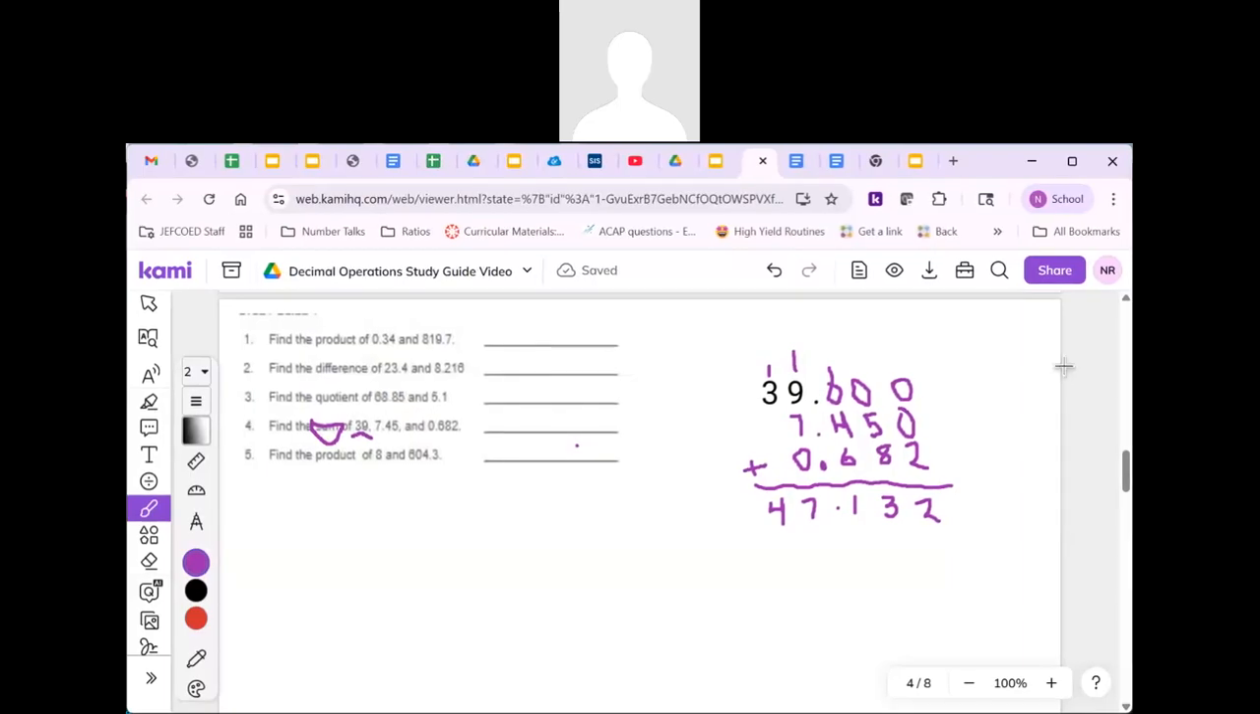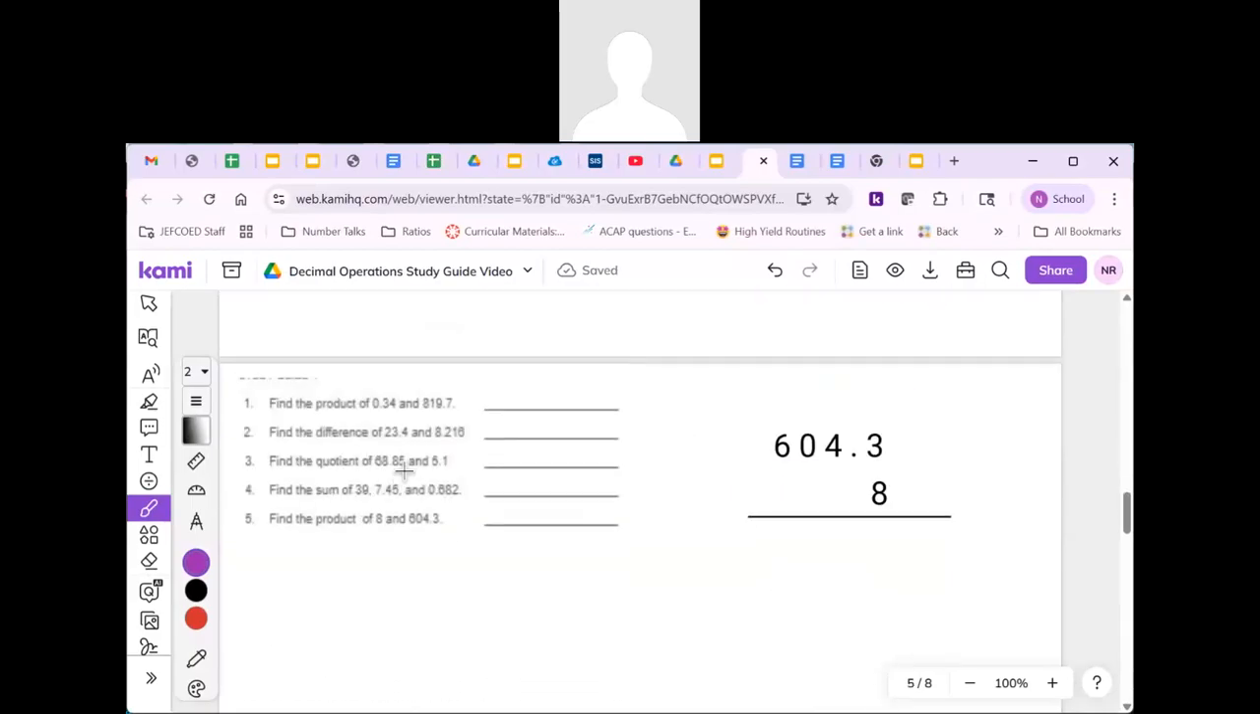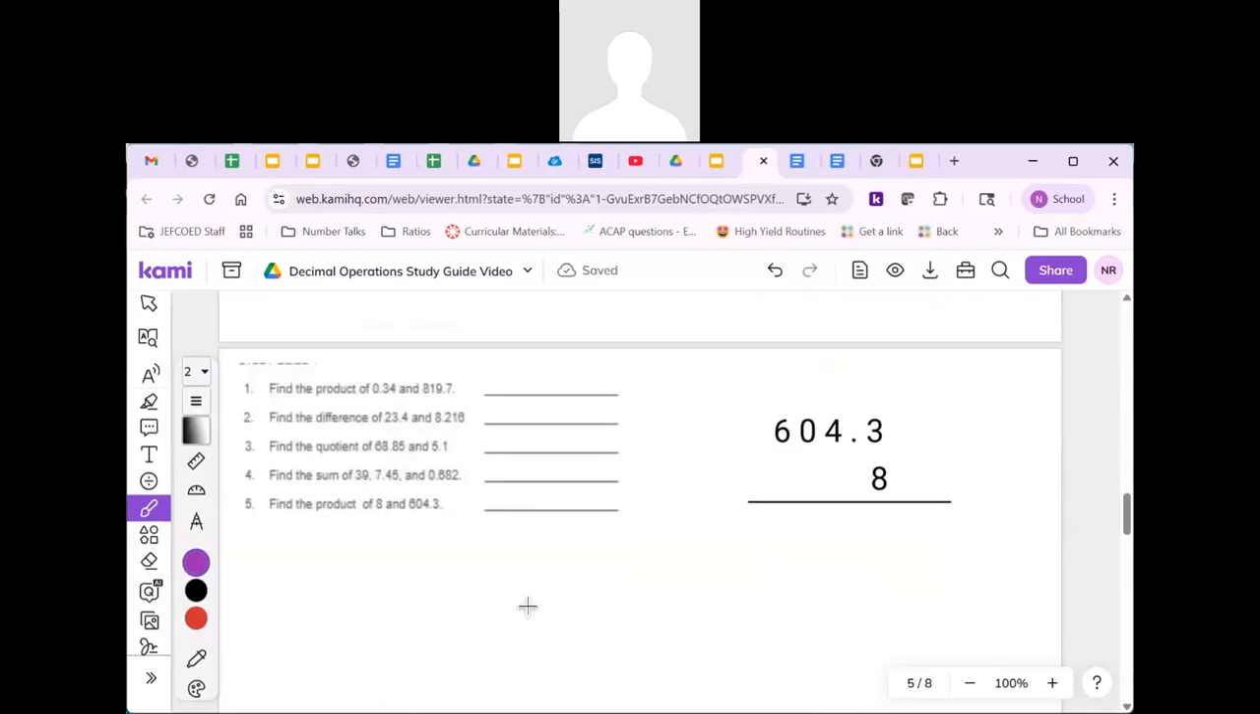Okay, so now we're going on to the final problem. It is a product, which we know means multiply. Where is the decimal in this number? You'd say it doesn't have one. So where does it go if it doesn't have one? It goes after it. It has an invisible decimal, right? Right here.